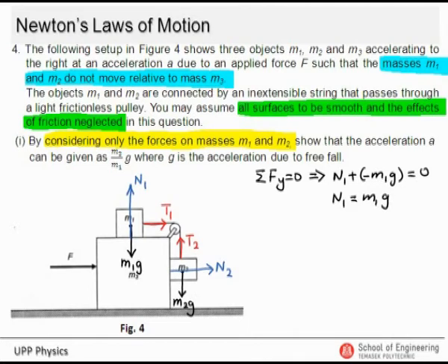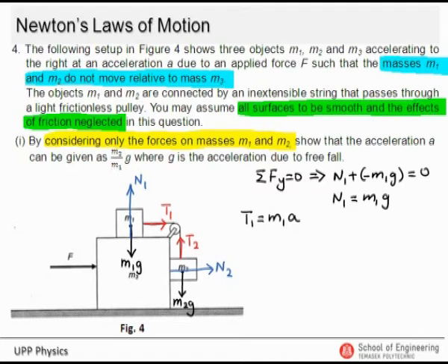Now, T1 must be the force that is causing M1 to accelerate to the right, because the three masses are all accelerating to the right, and T1 is the only force acting to the right, and T1 acts on M1. Therefore, we can conclude that T1 is equal to M1a.